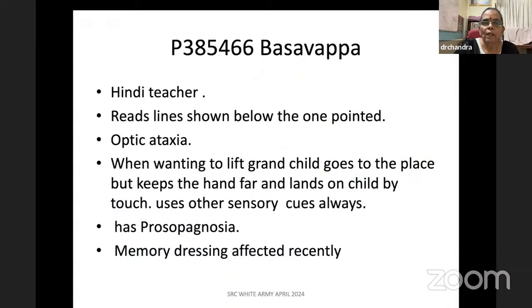And this is Basavappa. He was reading the lines in a paper, leaving one line below or above because of the optic ataxia. He could not fix on the targeted line. He will read the line below or above. He sees the child, but he cannot locate the child exactly. So if he wants to lift up the child, he will put his hands very far and bring them together and lift up. He also had prosopagnosia, and he had dressing apraxia. He was a teacher.